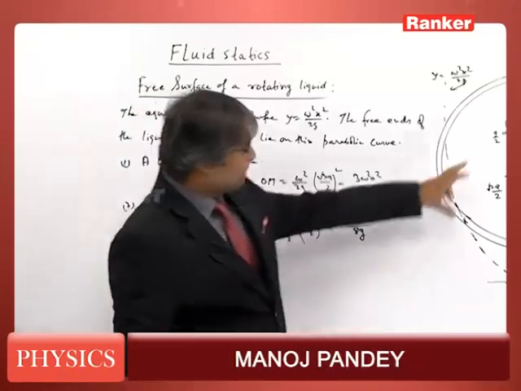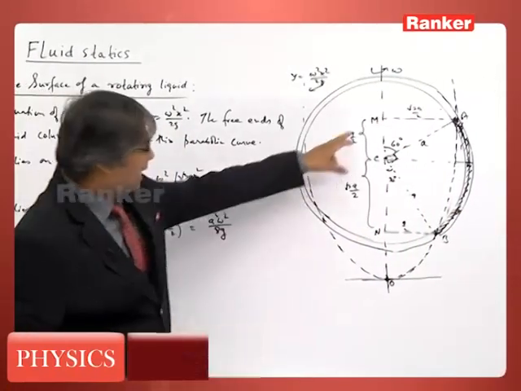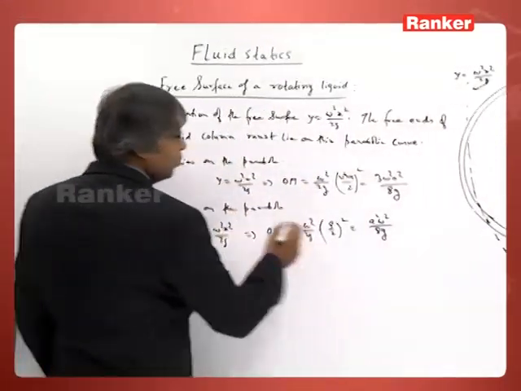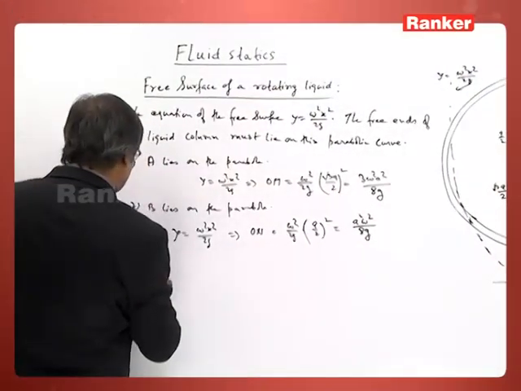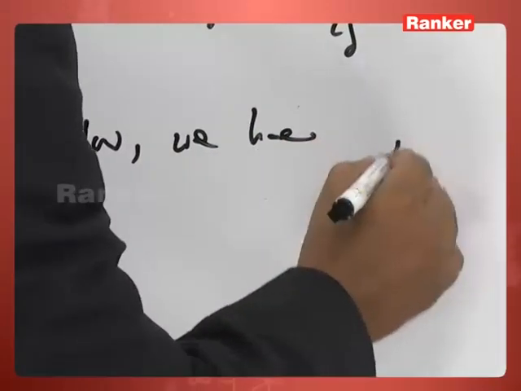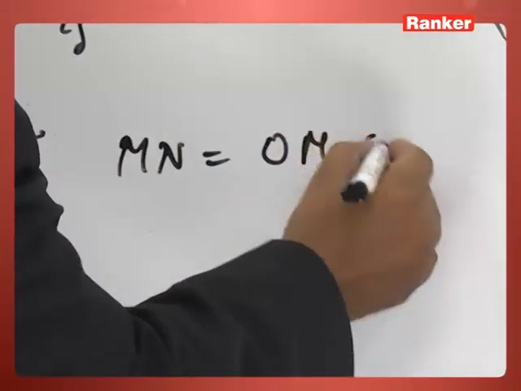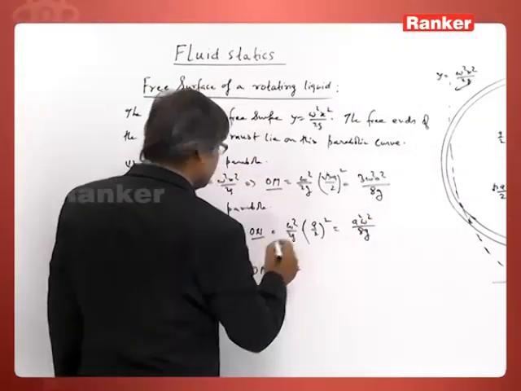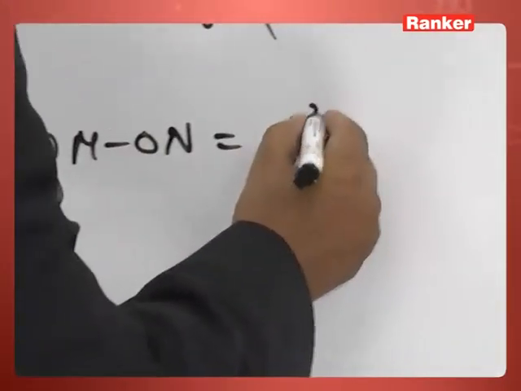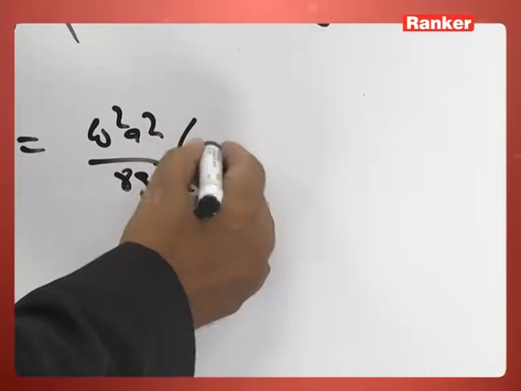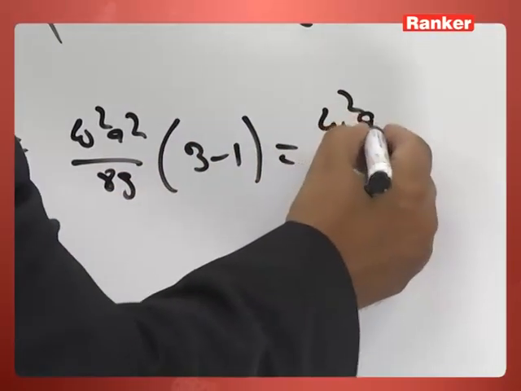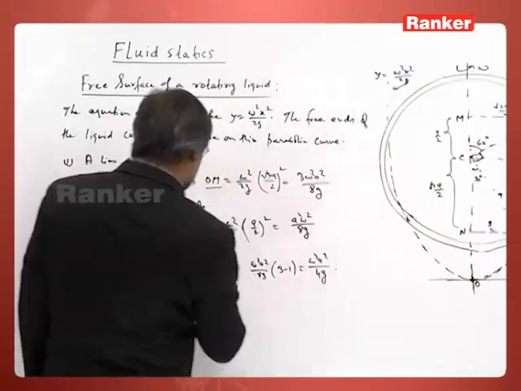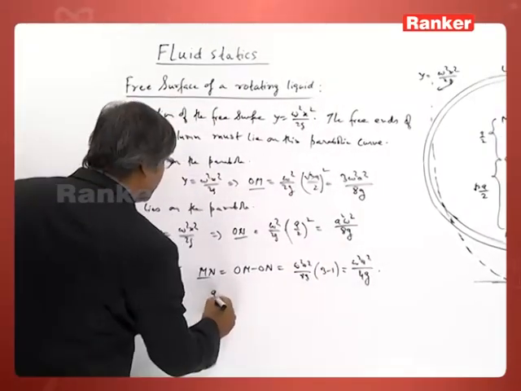Now, you see here MN is this plus this. So, in order to know MN, we have MN is equal to OM minus ON. So, this is OM and this is ON. We want MN, that is the difference of these two, that is omega square A square by 8g common, 3 minus 1, that is 2. So, omega square A square by 4g.